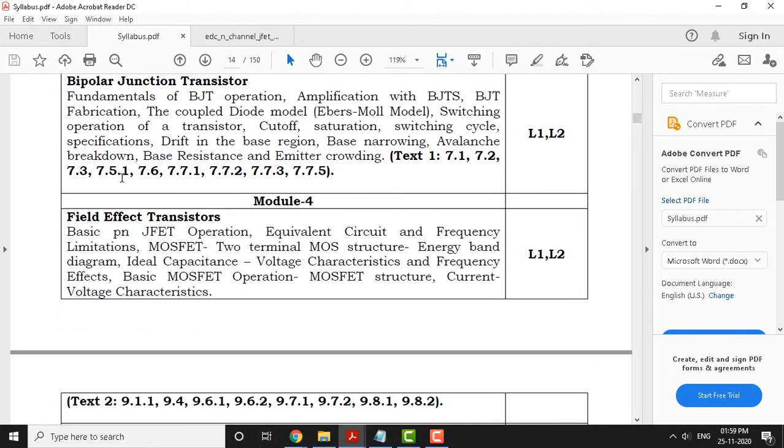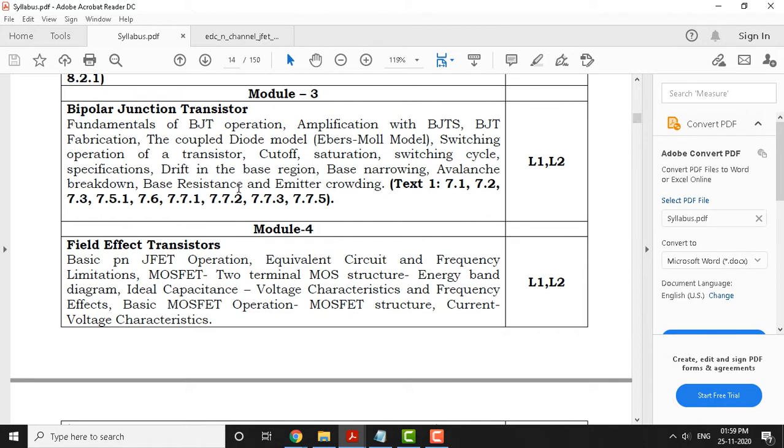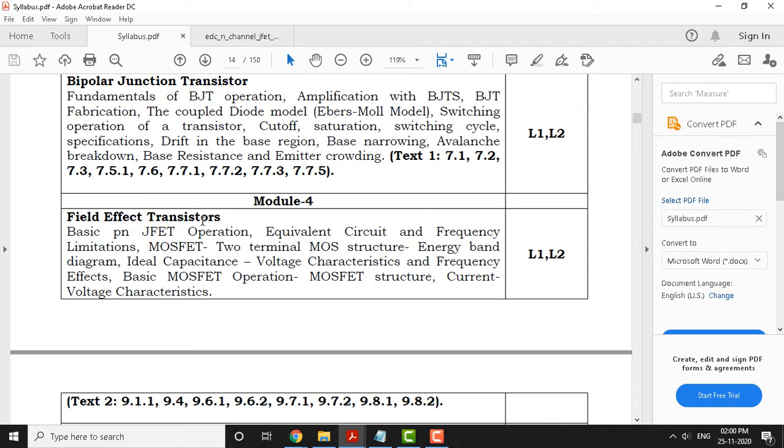You can see we have covered so far the bipolar junction transistor. We have spent sufficient time on bipolar junction transistor, starting from BJT operation, all the way to base resistance and emitter grounding. Now, from today onwards, we are going to start with module 4, which is field effect transistor. Today, we will start with the topic of basic PN JFET operation.